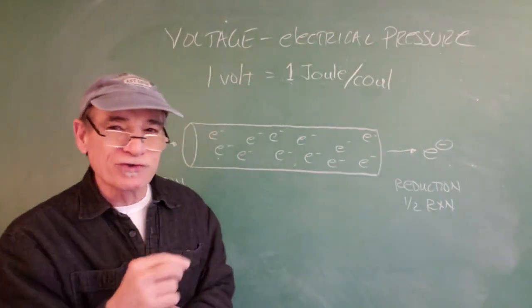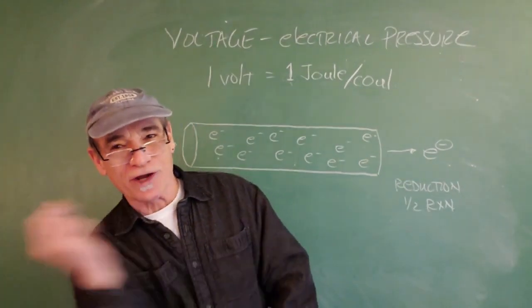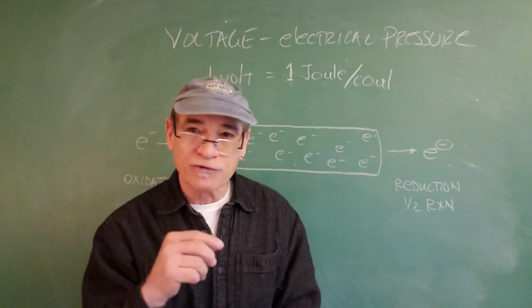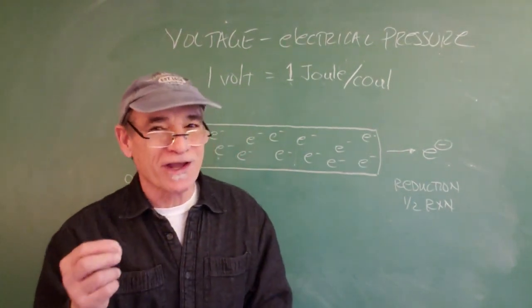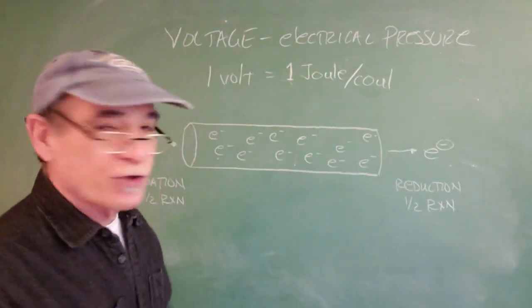So the voltage essentially is how hard you are throwing each electron down the tube. Now remember, current is how many electrons go down the tube, but voltage is different. Voltage is how hard you are actually throwing them. And so again, that's measured in joules per coulomb.